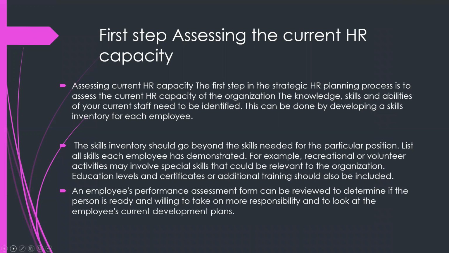For example, recreational or volunteer activities may involve special skills that could be relevant to the organization. Educational levels and certificates or additional training should also be included. An employee's performance assessment form can be reviewed to determine if the person is ready and willing to take on more responsibility, and to look at the employee's current development plans. So this is the first step, all about assessing the current human resource capacity.